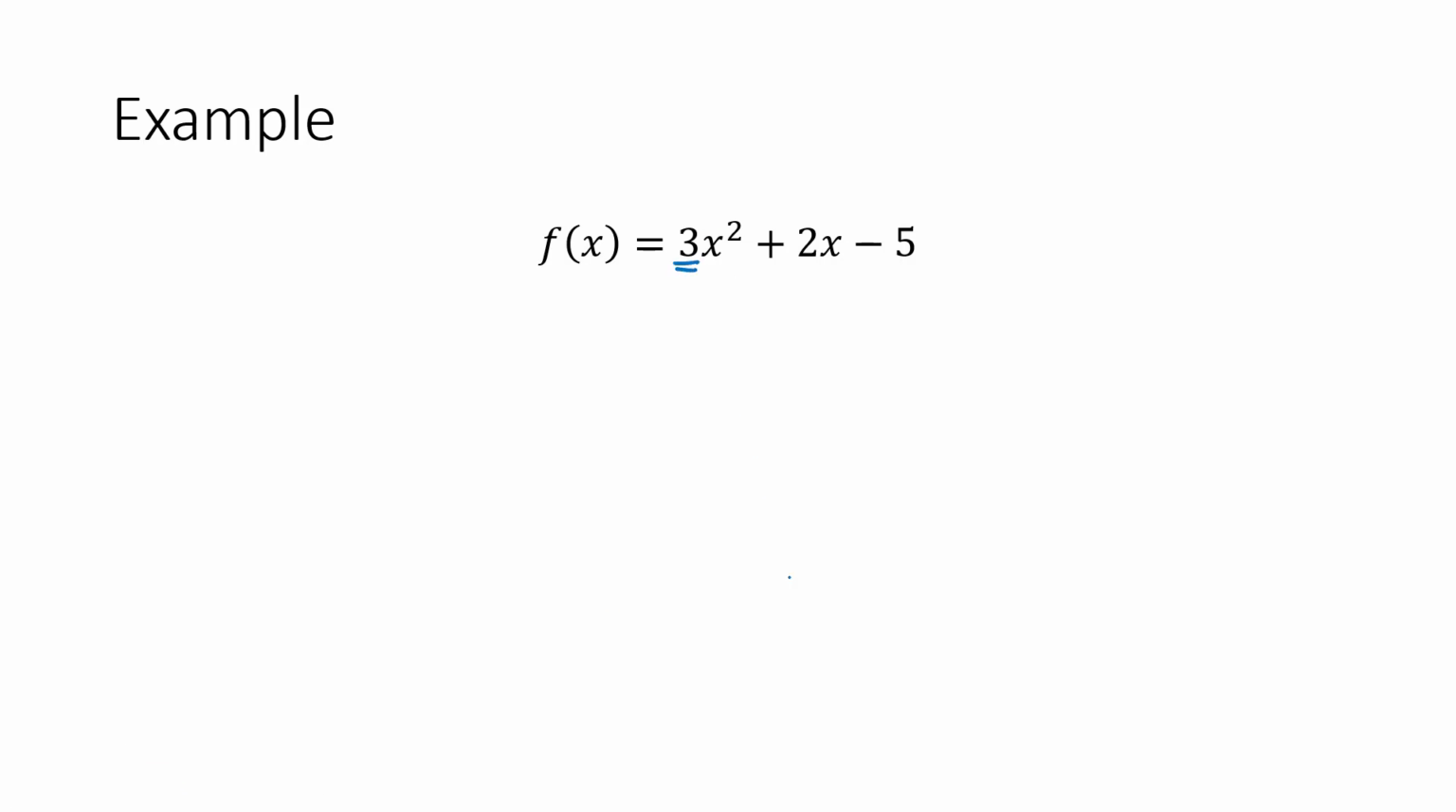First, factor out a. So we factor out a 3. Leaves behind x squared plus. Notice we can't divide 2 by 3. So sometimes we have to force it to work. We're going to end up with a fraction by dividing the 2 by 3, giving us 2/3 x, and then a minus 5 at the end.